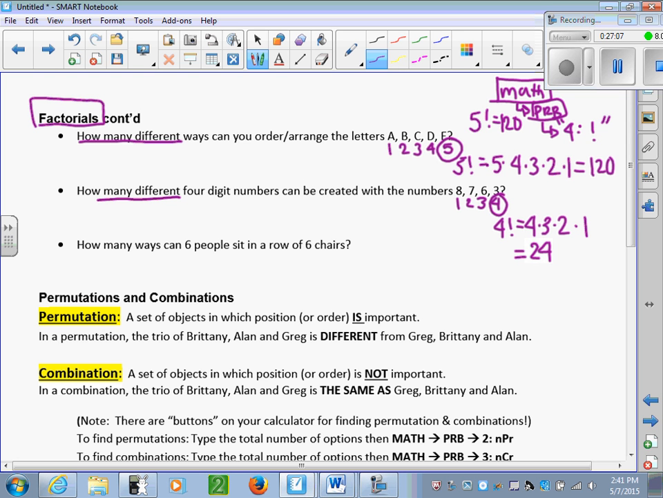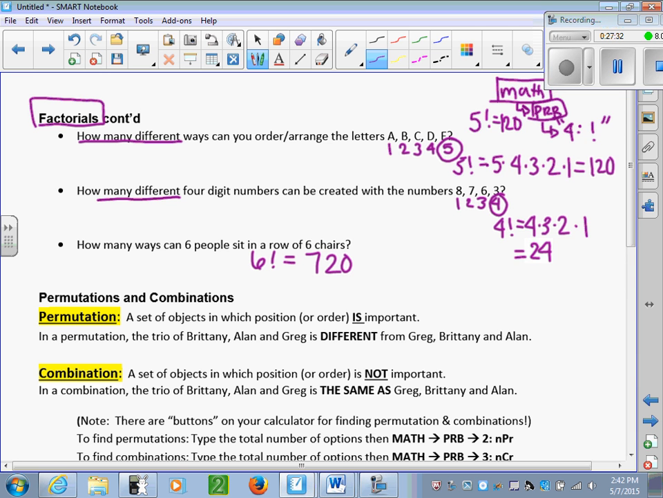Okay, so I want you to do, let's see. So this one, we'll just do it together. How many ways can 6 people sit in a row with 6 chairs? Well, that would be 6 factorial. Just plug it in your calculator, and it gives you 720.